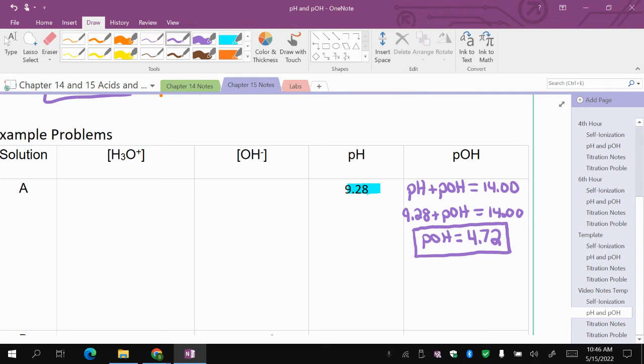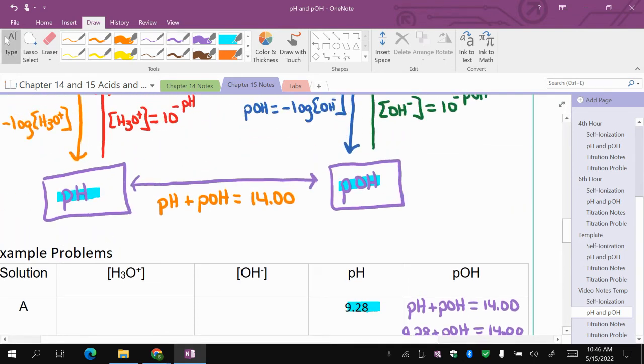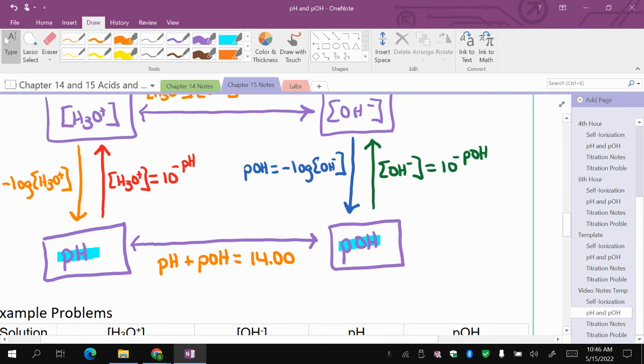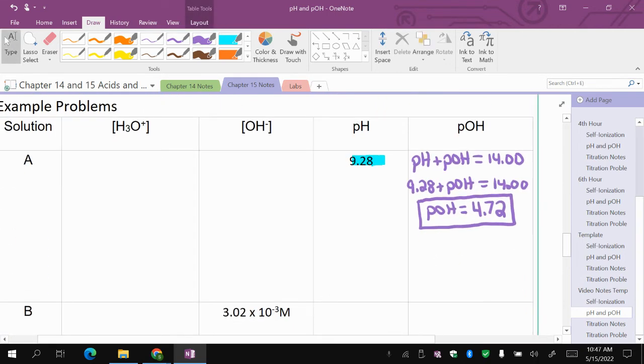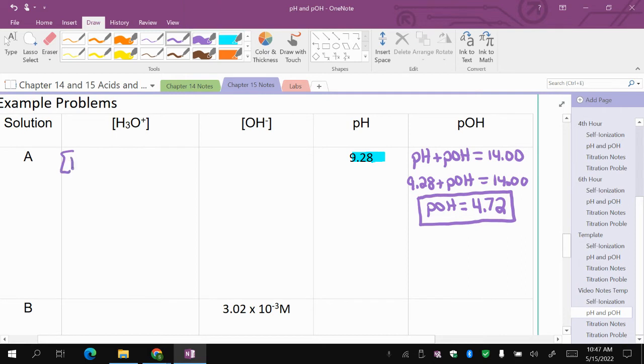So looking back at my graphic organizer, I solved pOH. Now I'm going to use my pH, and I'm going to find hydronium ion concentration. Because I have my pH, I can use this expression over here in the red to find hydronium. So again, write what you're doing. Hydronium ion concentration equals 10 to the negative pH. So hydronium ion concentration equals 10 to the negative 9.28.